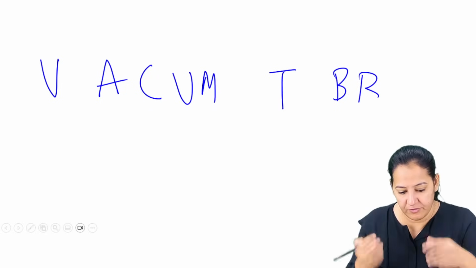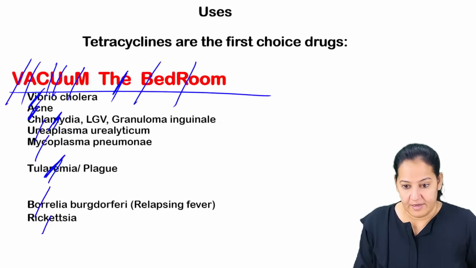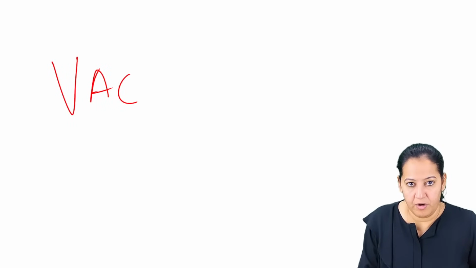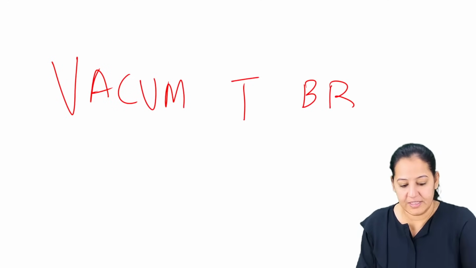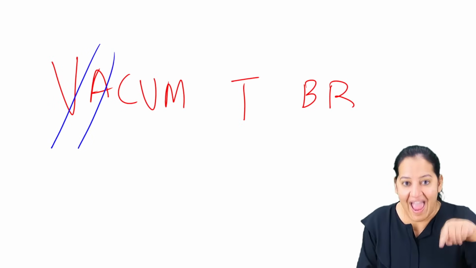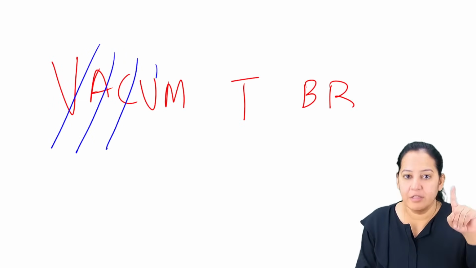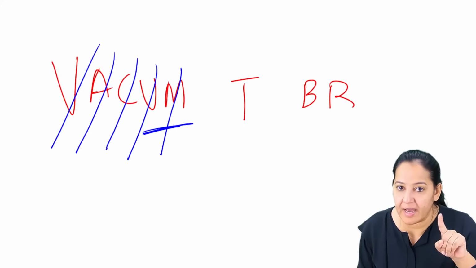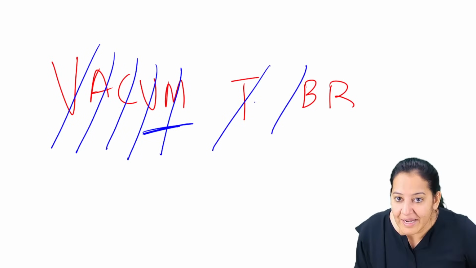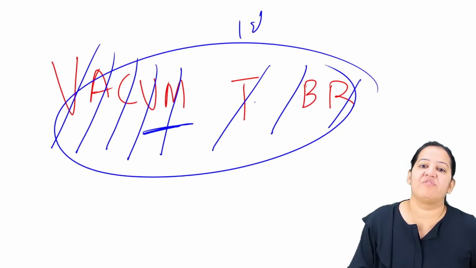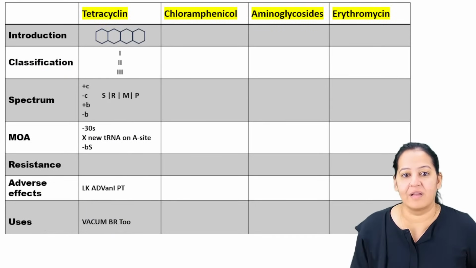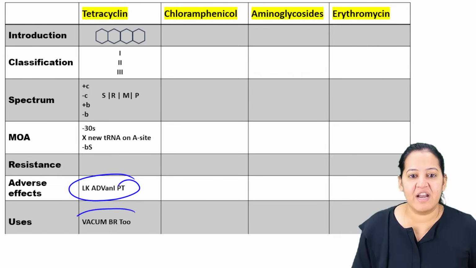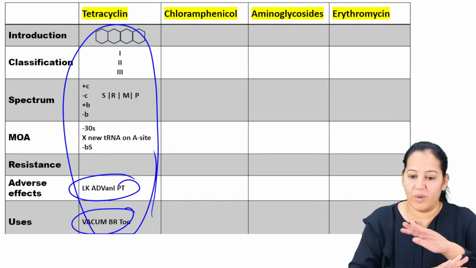Vacuum the bedroom. Say the full form. Vibrio, acne, chlamydia, ureoplasma, mycoplasma, bhai, है ना? Tularemia, Borrelia, rickettsia. Tetracycline is first choice. You get many questions out of that. है ना? Many mnemonics are there. You have to learn. So LK Advi is a PT teacher and vacuum the bedroom. So read it. We are done with tetracycline.